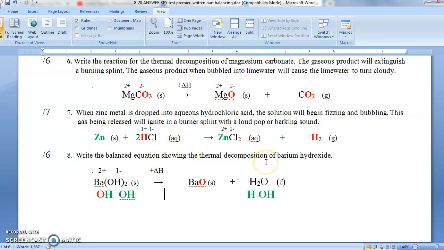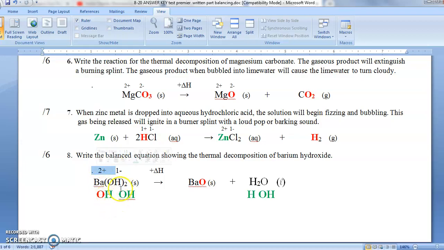Here comes another one of the decomposition reactions that we were asked to learn in number 8. You needed to learn the pattern for the decomposition of a metallic hydroxide. In this case, our metal is barium. Barium hydroxide. Hydroxide ion we learned is 1 minus. Barium's 2 plus. We're going to crisscross our charges. Barium's an alkaline earth metal, group 2. They have 2 valence electrons.